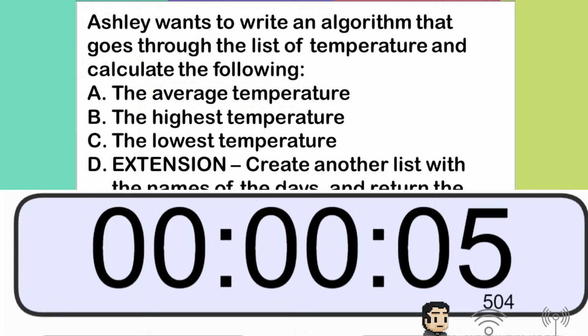Josh, when you say for x in range 5, then you say print temps 1, that's going to print out the temperature 8 five times.